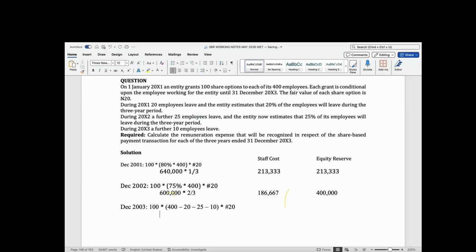So how much are we looking at? 690. Again, we'll do cumulative times 3 over 3. That will be 690. How much goes to P&L is 690 minus 400. That gives us 290. What's the time?